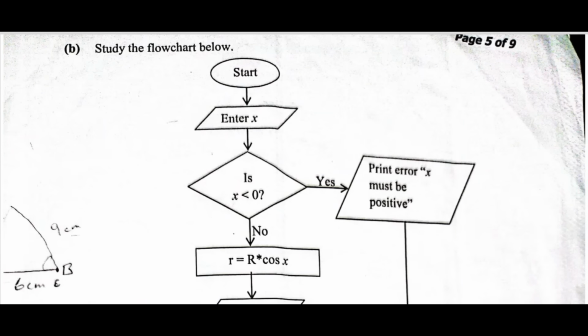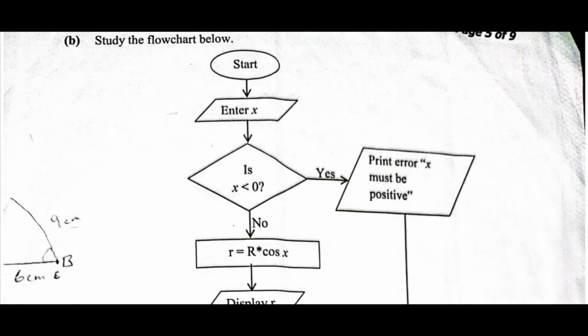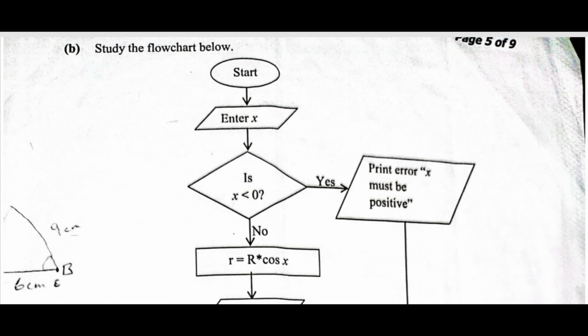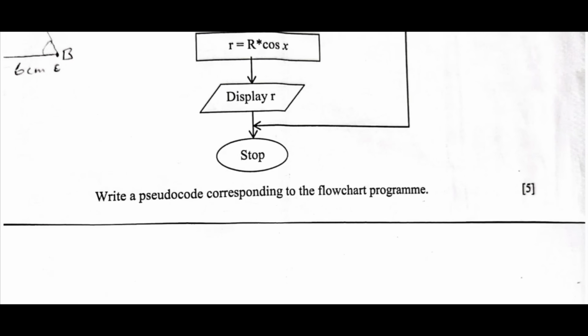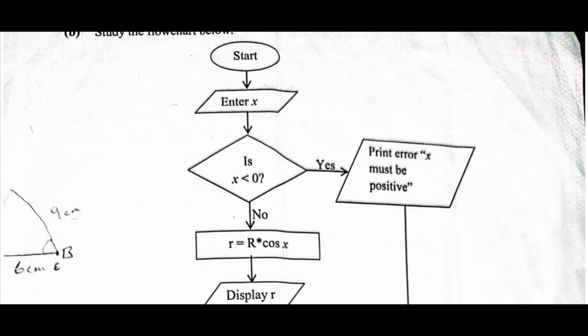Then for this one, the flowchart: start, enter x. The question is: write a pseudocode corresponding to the flowchart. Okay, so we'll say start. Then what are we supposed to do? We enter x.